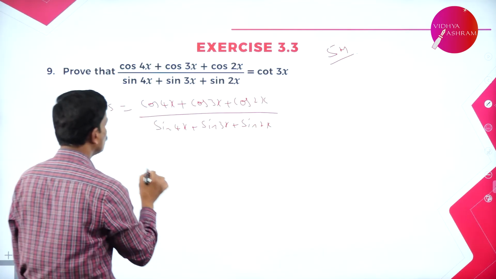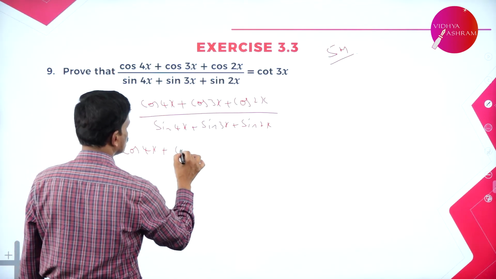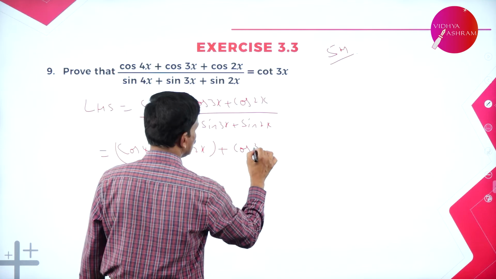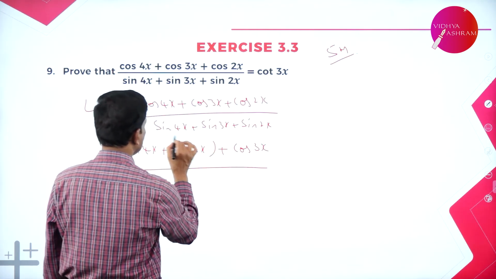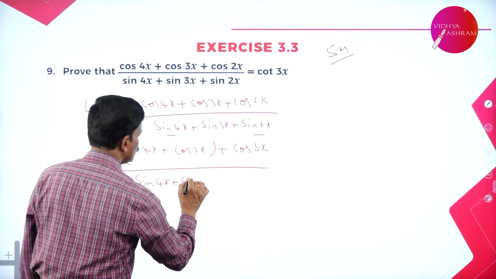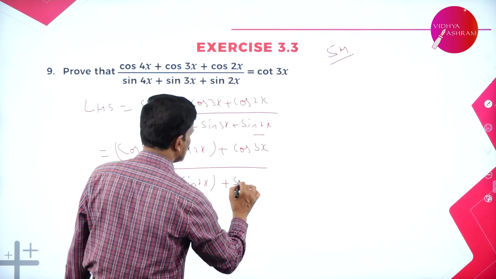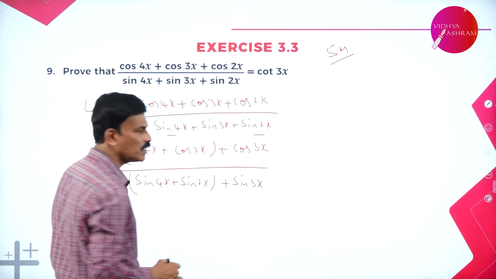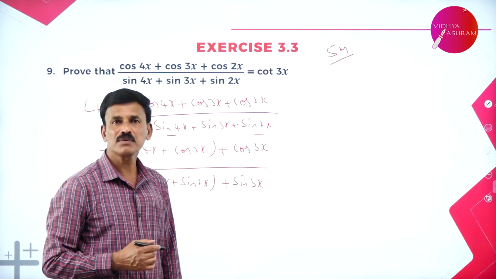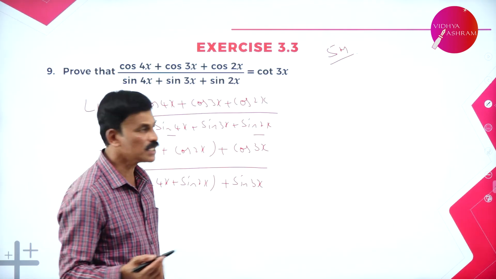Let us make a group. So cos of 4x plus cos 2x, make it as one group, plus cos 3x as it is. In the denominator also, let us make these two as one group, that is sin 4x plus sin 2x. This is one group, plus sin 3x as it is. Now if you observe carefully, the numerator here is of the form cos C plus cos D. Now what is cos C plus cos D? Cos C plus cos D is 2 cos of (C plus D) by 2 into cos of (C minus D) by 2.